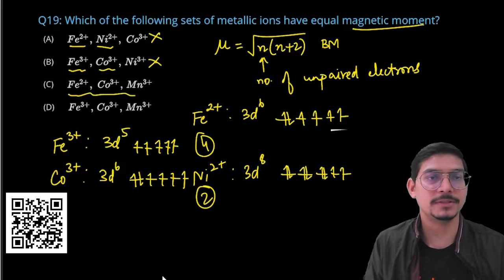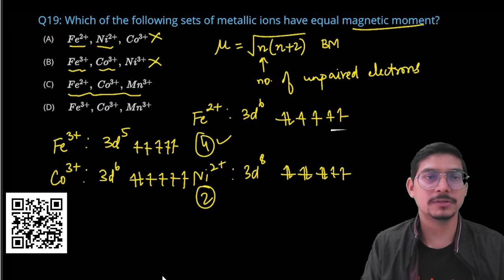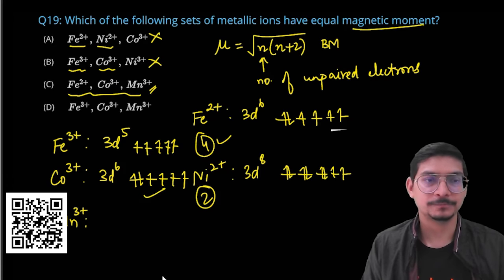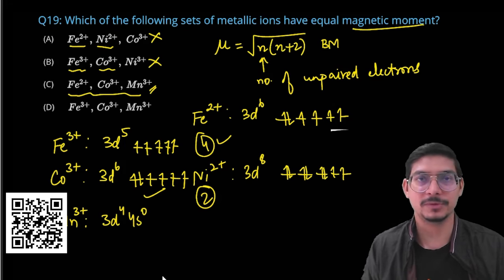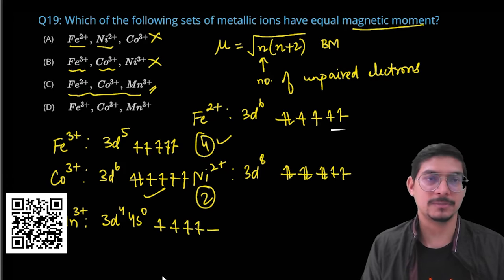Now coming to the option C, Fe2 plus we have already determined has 4 unpaired electrons. Cobalt 3 plus we have already determined has 4 unpaired electrons. Now let us look at Mn3 plus. The configuration of manganese is 3d5 4s2, and in plus 3 state, 2 electrons are removed from s orbital and 1 electron is removed from d orbital. So the configuration 3d5 4s2 changes to 3d4 4s0, which clearly means that we have 4 unpaired electrons in 3d subshell. So this is definitely our correct answer.